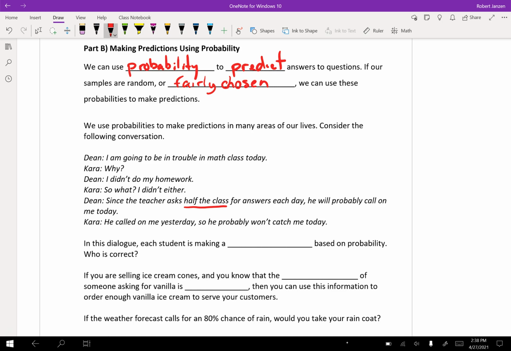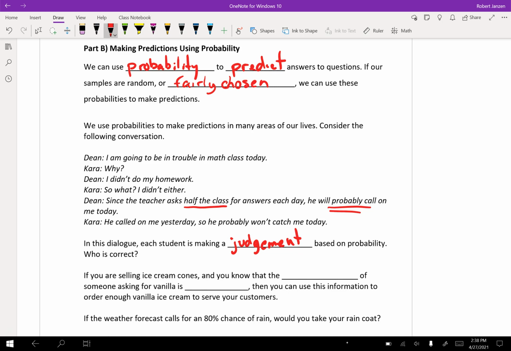All right, let's look at that conversation. Okay, in this dialogue, each student is making a judgment based on probability. Who is correct? That's the interesting one. Who's correct here? Is Dean correct? Dean says that because the teacher asks half the class, he'll probably call on me today.